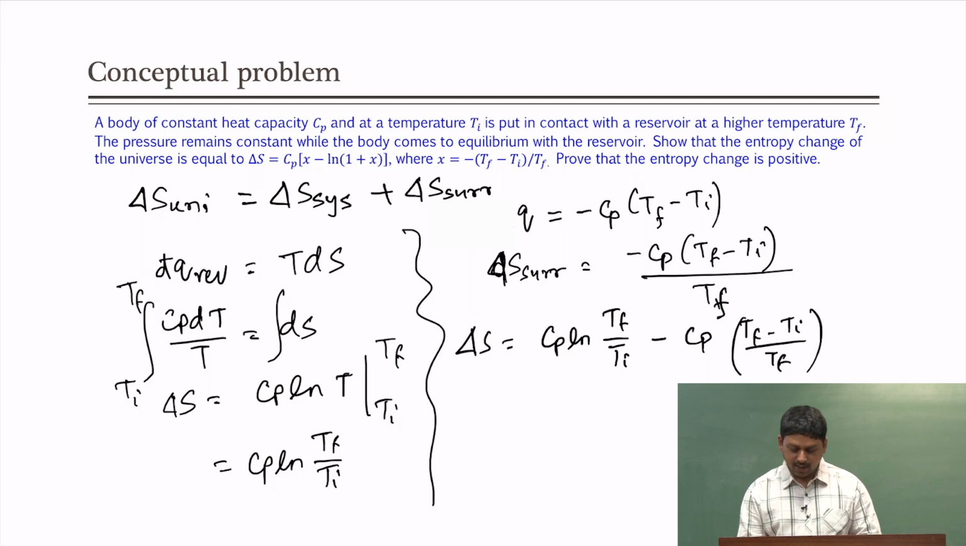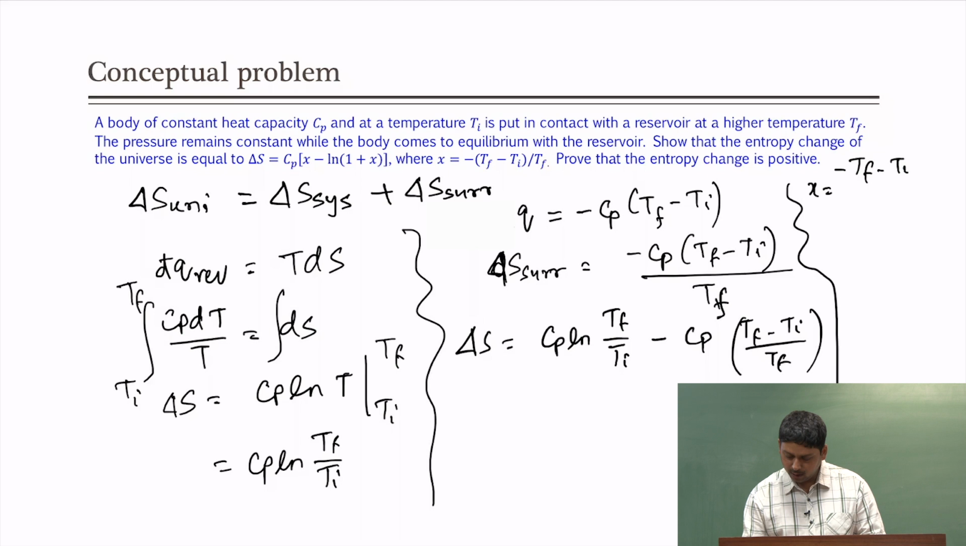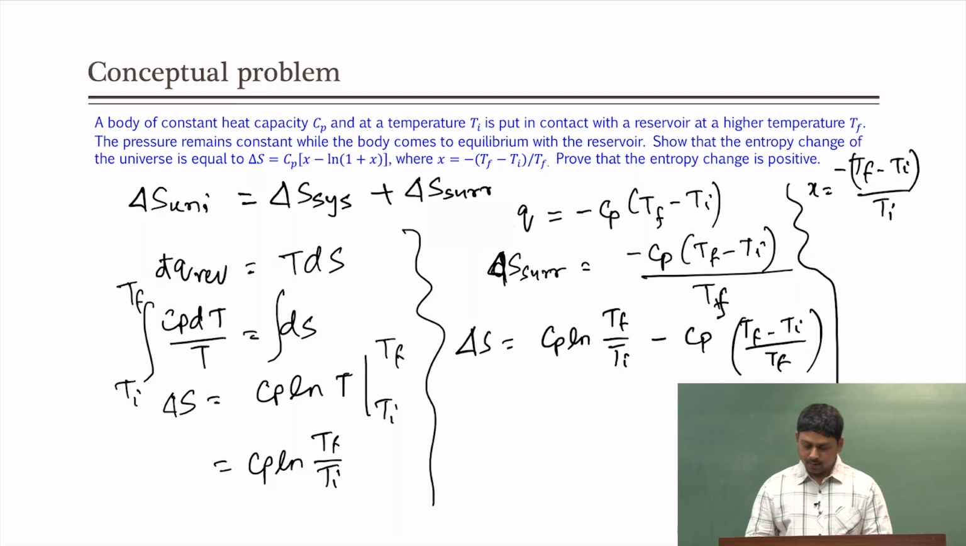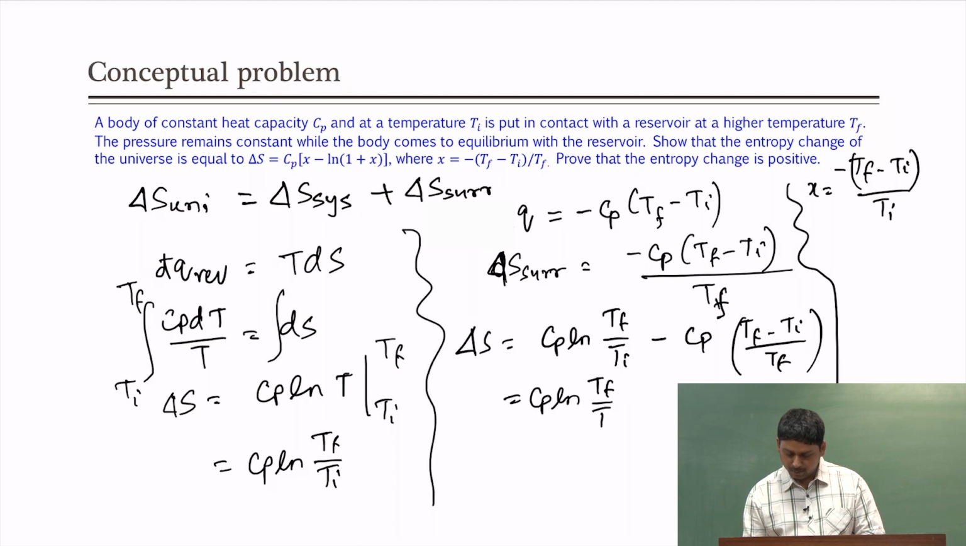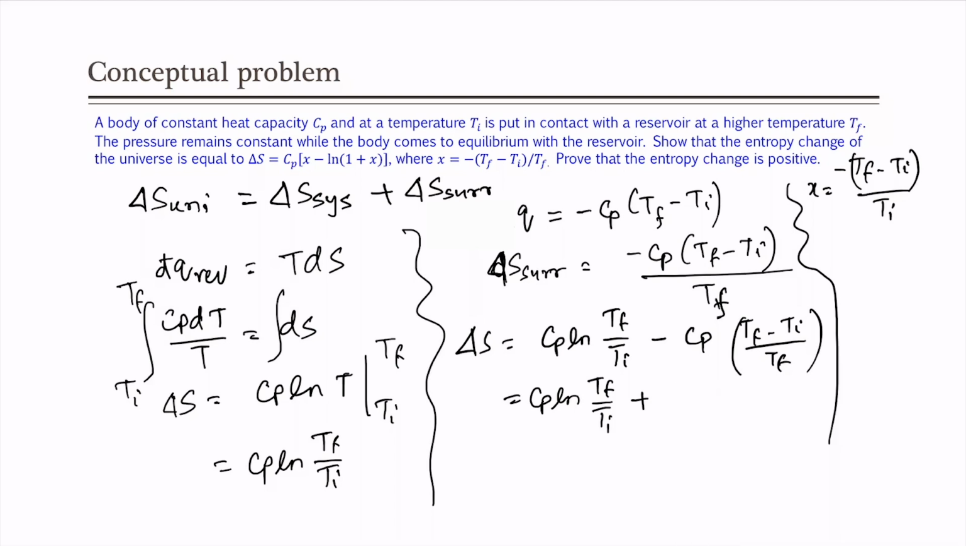Now, what is x given here? x is (Tf minus Ti) by Ti. So, it is this particular quantity minus this particular quantity. We can write it as Cp ln Tf by Ti plus Cp into minus (Tf minus Ti) by Tf. Now, let us simplify this a little bit more, 1 plus x. So, I add 1 on both sides.